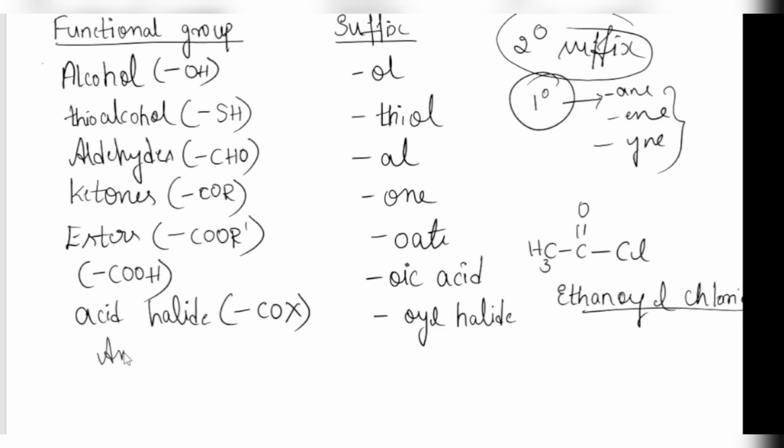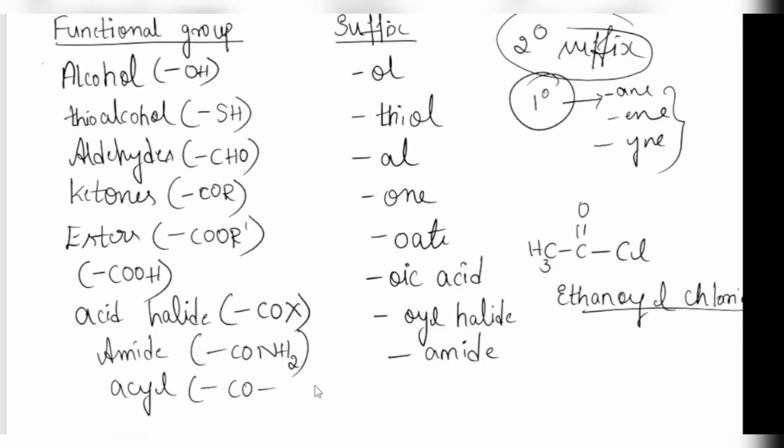Then we will discuss amide. If an amide is there, that can be represented by CONH2, then we will use amide as a suffix, that is a secondary suffix. Then we will use the acyl group. If only an acyl group is there, that is CO only, we will use oyl as a secondary functional group.